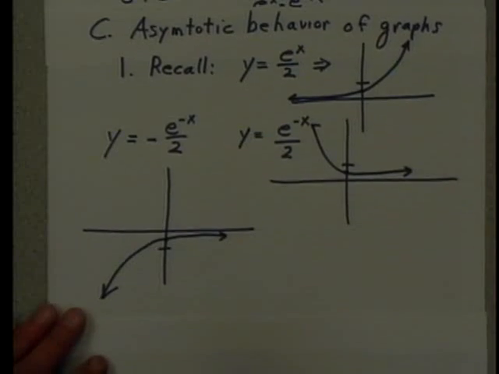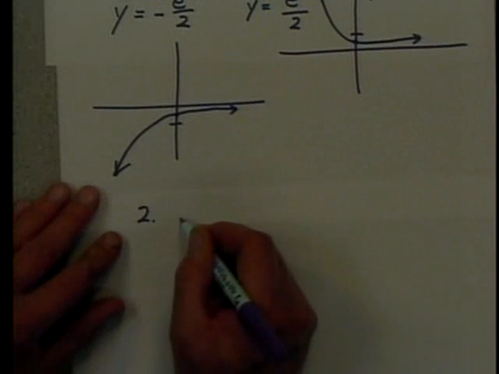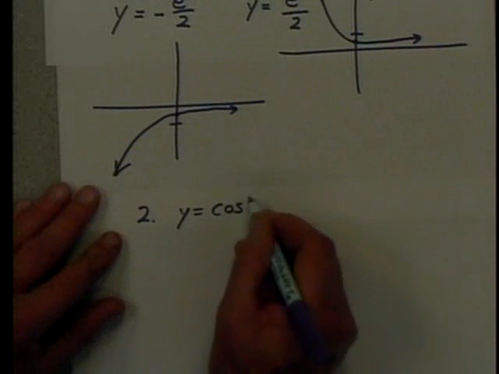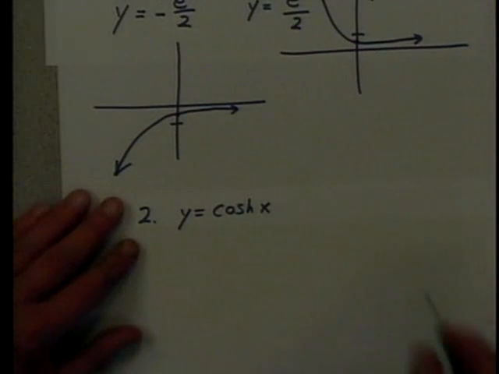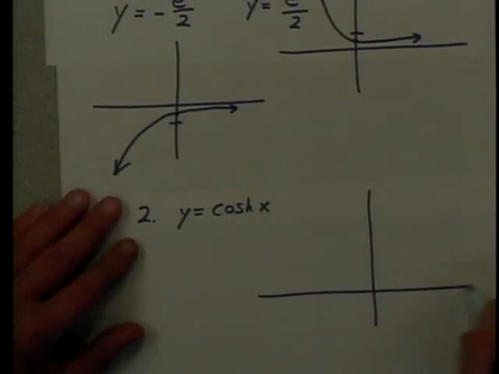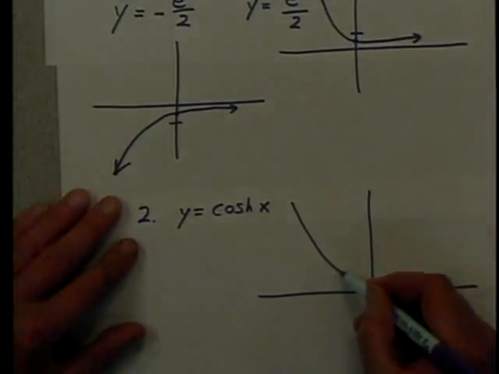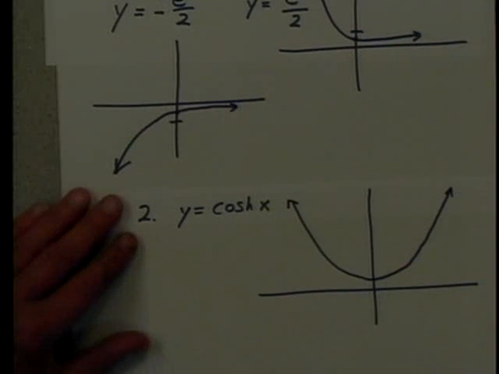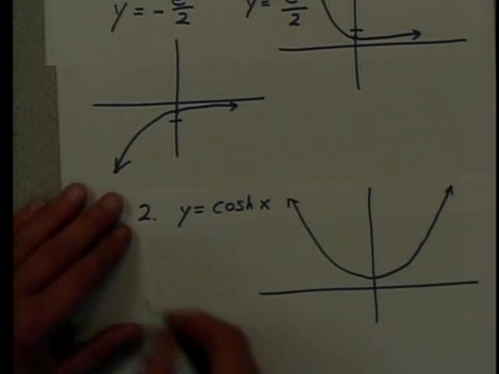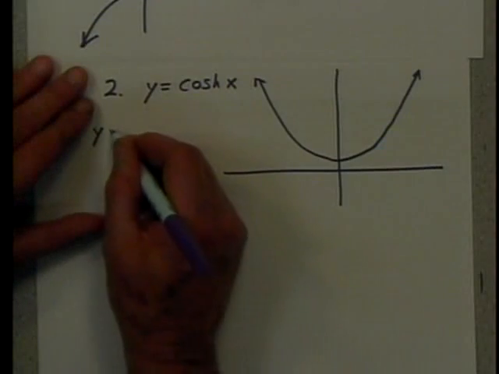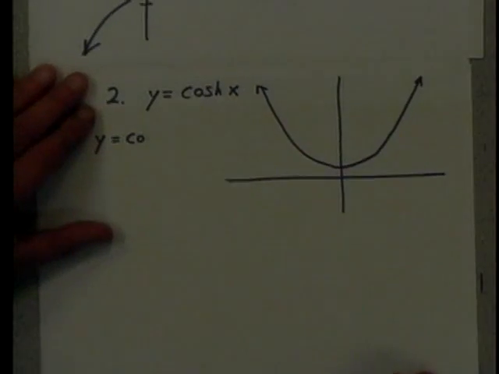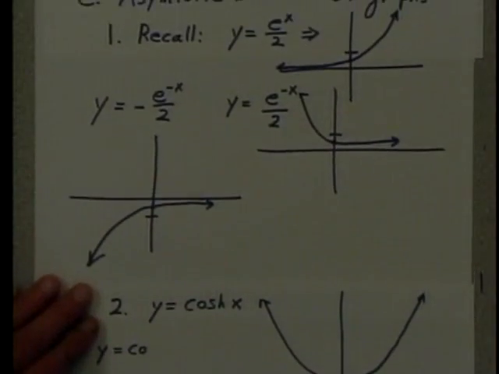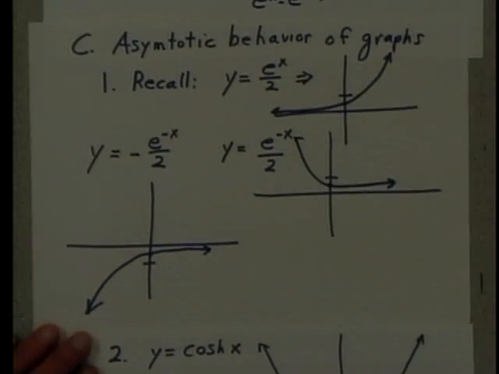Okay, now that we've recalled what e to the x graphs look like, now what about y equals cosh of x? We already did it on the calculator, and it looked a lot like a parabola, but it wasn't, and it was called a catenary. Okay? Go up just a tiny bit. I meant down, my bad. I can see the last graph. Go up a little bit more if you want.